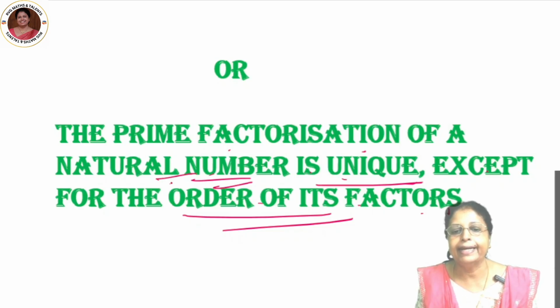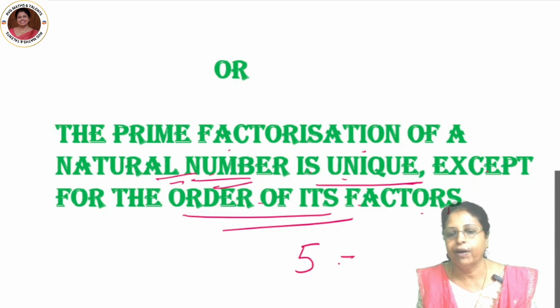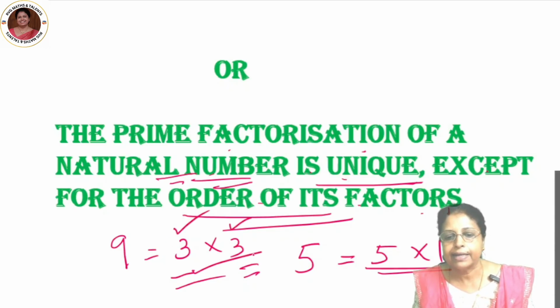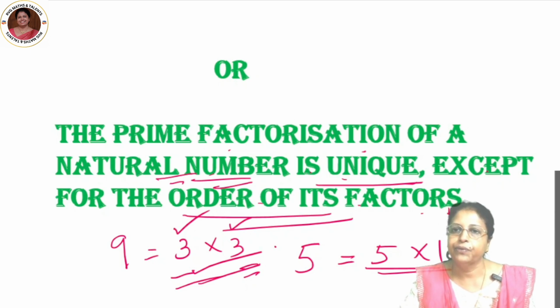Here it is any natural number. For example, we are taking a natural number 5. Then 5 is 5 times 1. That is unique. It is 3 times 3. That prime factorization is unique. 9 can be written as 9 times 1, but that is not a prime factorization. So if you take the prime factors, then we can say that the factorization will be unique. I think all of you understood this.